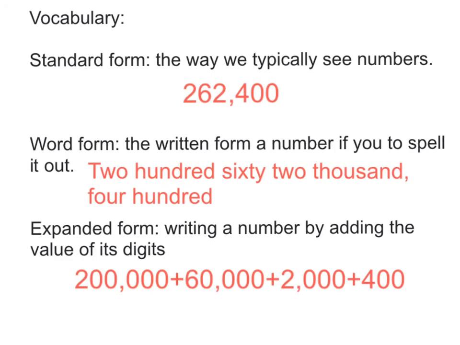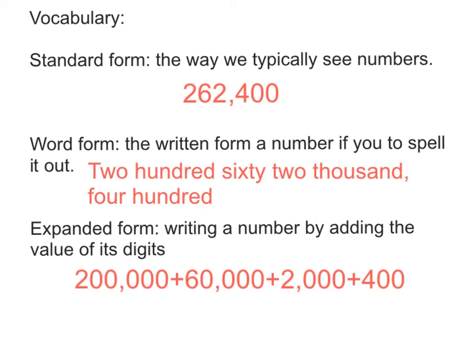We have some vocabulary to go over today with this lesson. I'm going to talk about it, and then you need to write this in your math notebook. So today we're going to talk about 3 different ways that we typically see numbers. You probably have seen these before. The 3 ways we write numbers are standard form, word form, and expanded form.